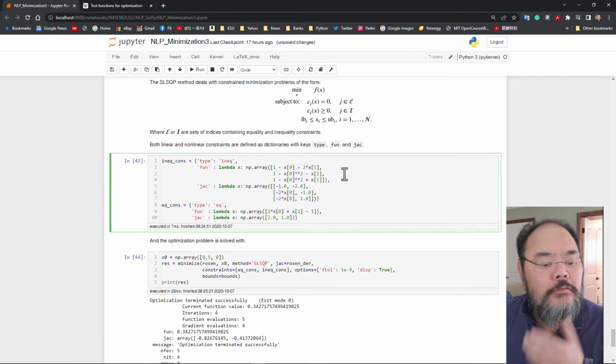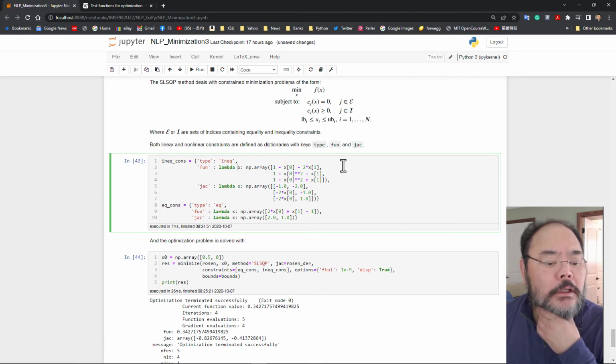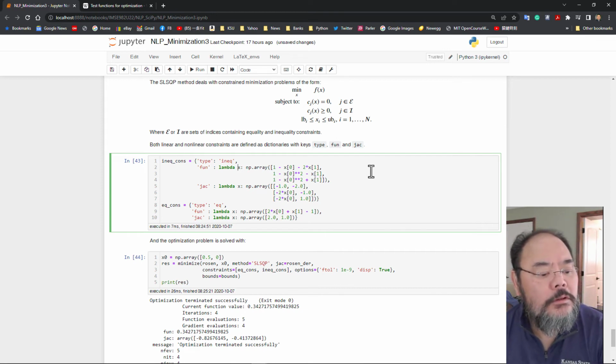So here we have three inequality constraints. The first one is 1 minus x0 minus 2 times x1 greater than or equal to 0. Remember, we talked about these so-called lambda functions before. As always, the dictionary function is always non-negative, greater than or equal to 0, instead of less than or equal to 0. Second constraint, I have 1 minus x0 squared minus x1 greater than or equal to 0. The third constraint is 1 minus x0 squared plus x1 greater than or equal to 0.